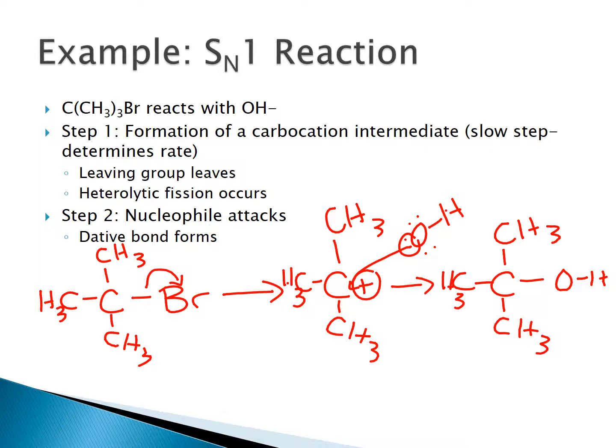Now, it's also important to note that in this reaction we did lose the bromine atom, so we produced a bromide ion. So it's important that you still show that as a product in the end. All right? So this is our SN1 reaction. We had a nucleophilic substitution, so that's the S and the N, and it was unimolecular, because in the first step there was only one molecule involved.